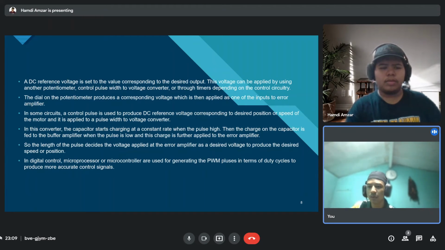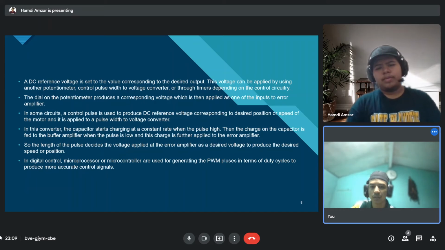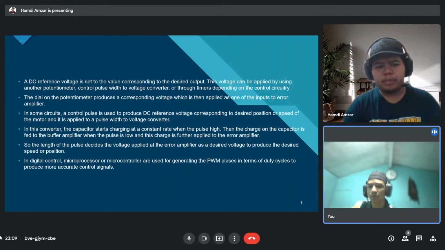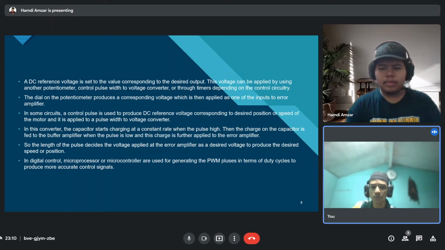So the length of the pulse decides the voltage applied at the error amplifier as a desired voltage to produce the desired speed or position. In digital control, a microprocessor or microcontroller is used for generating the PWM pulse in terms of duty cycles to produce a more accurate control signal.